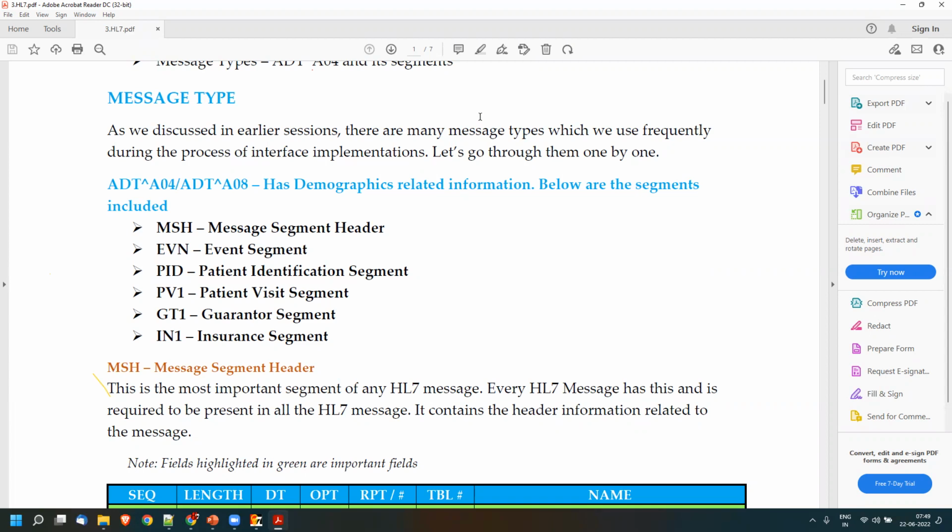So what happens if the patient doesn't have insurance? Then we'll be sending MSH, EVN, PID and GT1. That's all. What if there is no guarantor at all? Then we would be transacting in the HL7 message MSH, EVN, PID and IN1. So it depends. The combination can vary based on the real-time event that we're dealing with. Okay, so what we are going to do now is explore each of these segments one by one and see what data has to be sent in each of these segments.